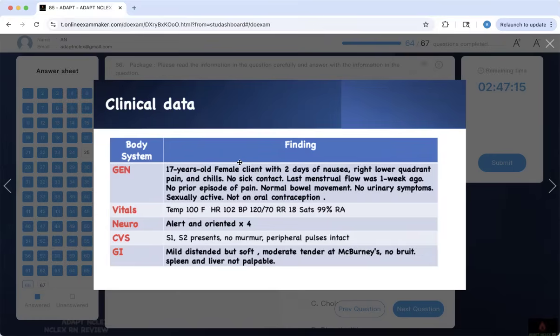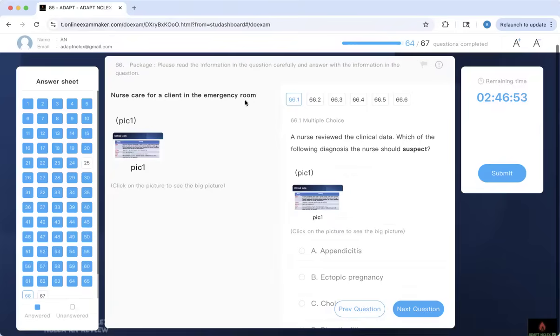She's febrile, 200, tachycardic. Blood pressure is fine. You examine, the abdomen is distended but soft. She has tenderness at McBurney's point. So she has right lower quadrant tenderness. No bruit, and her spleen is fine. 17-year-old female with right lower quadrant pain, but she had her menses 1 week ago.